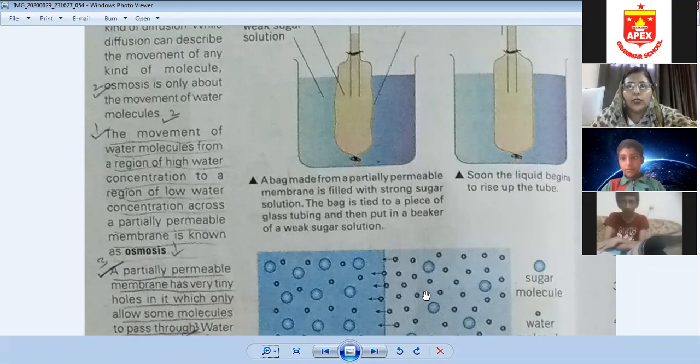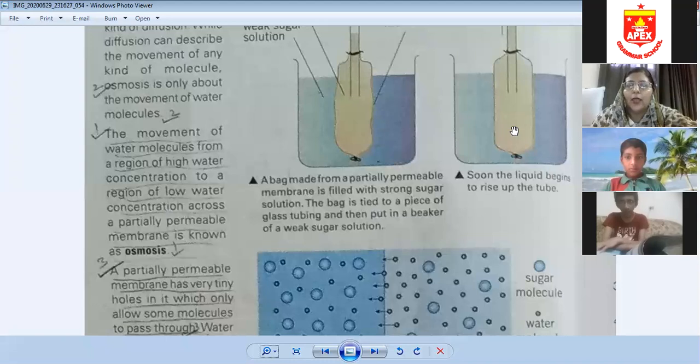You can also see that these are the water molecules. From the weak sugar solution, they will enter into the polythene bag, into the partially permeable membrane, and water molecules are already present there. So what will happen? The concentration of water molecules will rise, and because of that, the level of water will increase in the test tube. So this is the proof of the definition of osmosis.